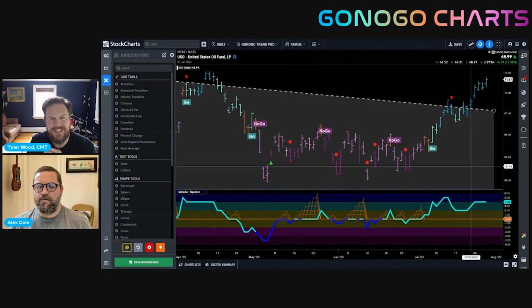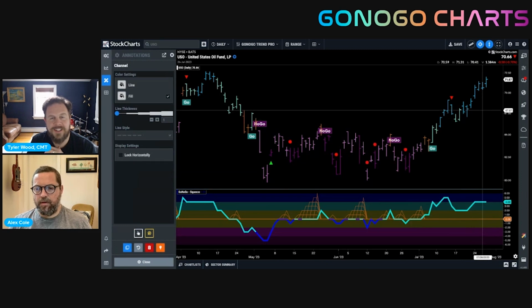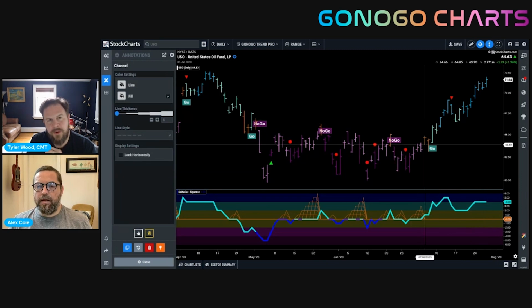Obviously, when in doubt, zoom out. This is a very choppy chart on the daily basis, but a pretty decisive break outside of that downward sloping trend channel. Yeah. And we'll be watching to see if this can consolidate even higher and sustain above that.